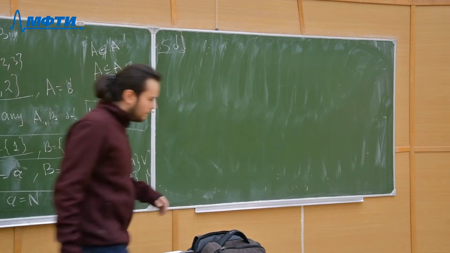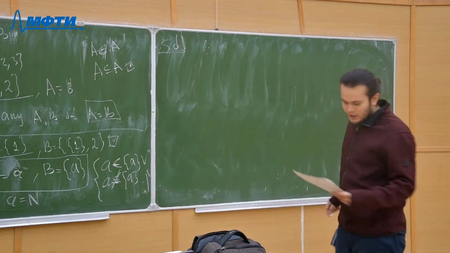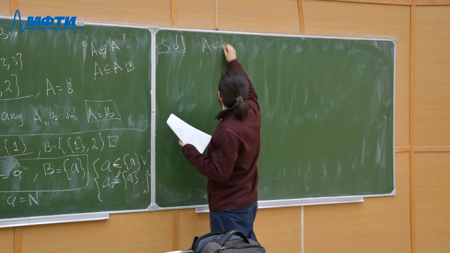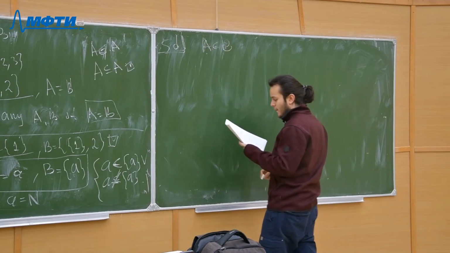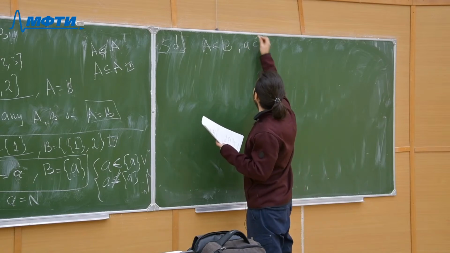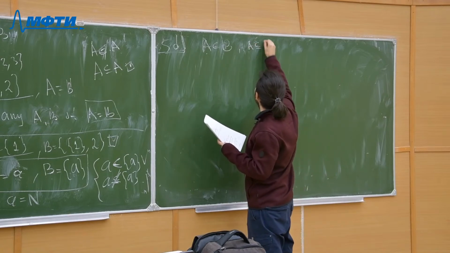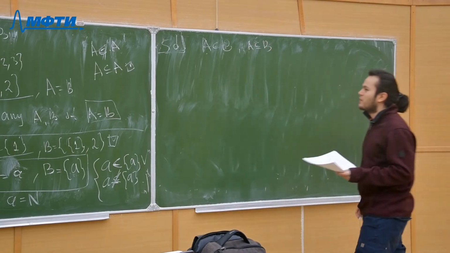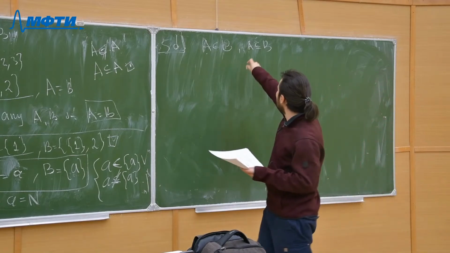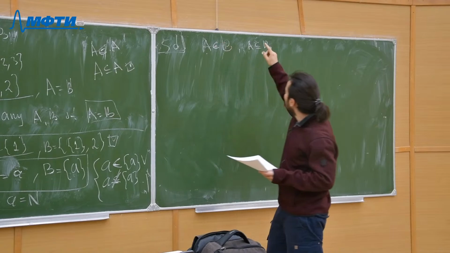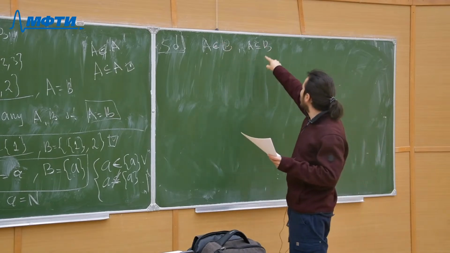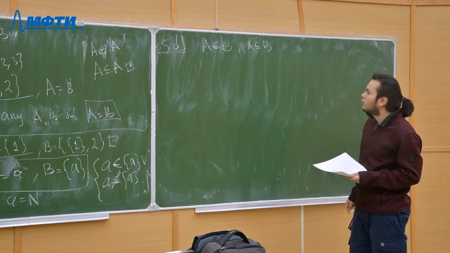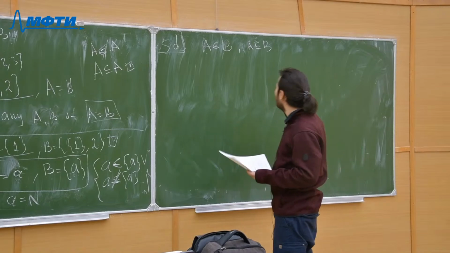Where is 5D? Yes. So we need to give an example of A and B such that A belongs to B, and A is a subset of B. So we already have the 4 cases, and the last one was this, that they both belong to each other. So A belongs to B and A is a subset of B. Who can tell me what ideas do you have here?